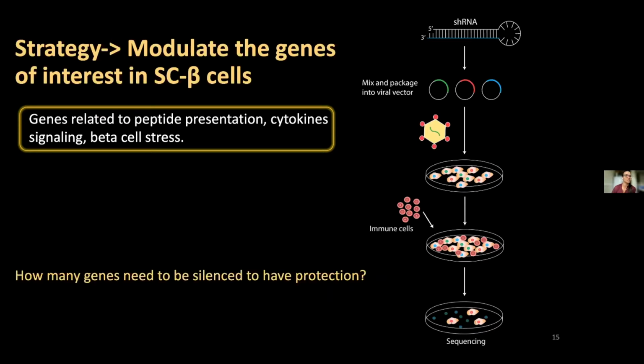So now the questions that we still have is how many genes need to be silenced to have protection? And how many genes can we change from the beta cells in order to keep the beta cell being a beta cell? Or in other words, keep being functional.